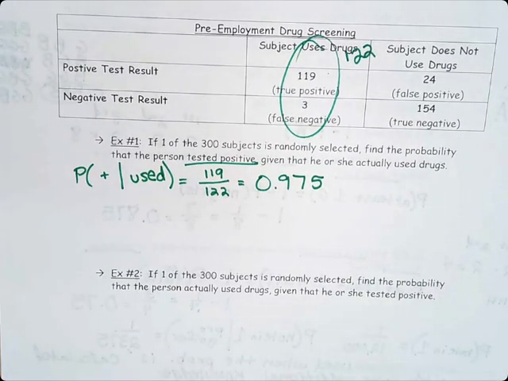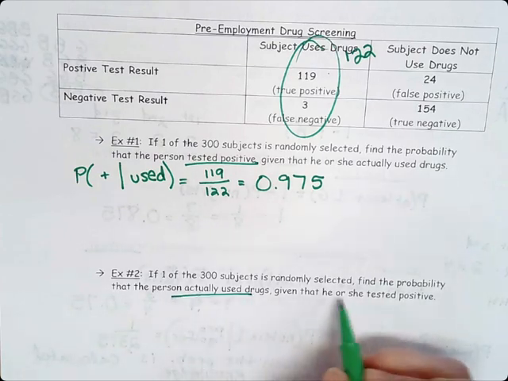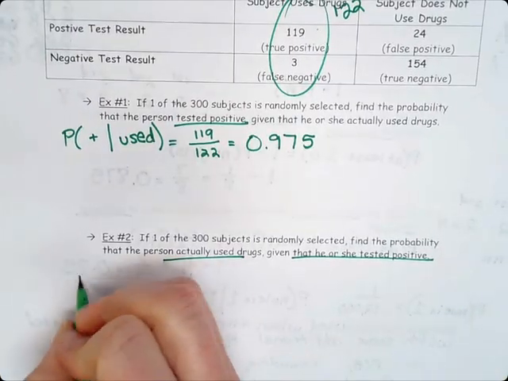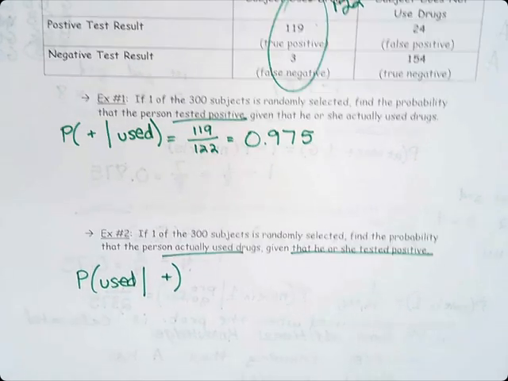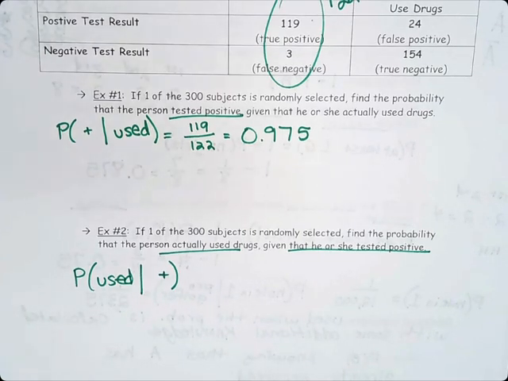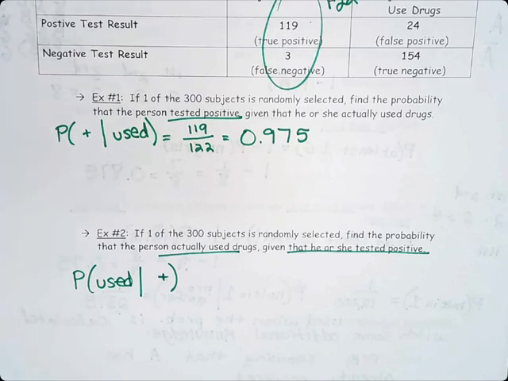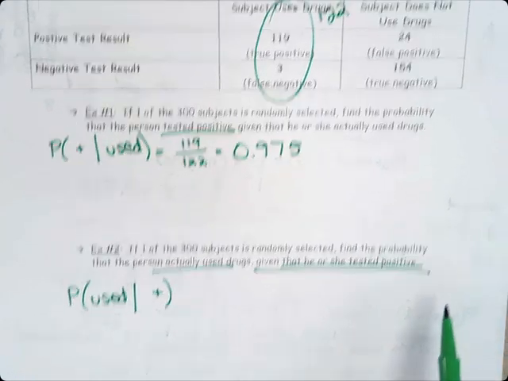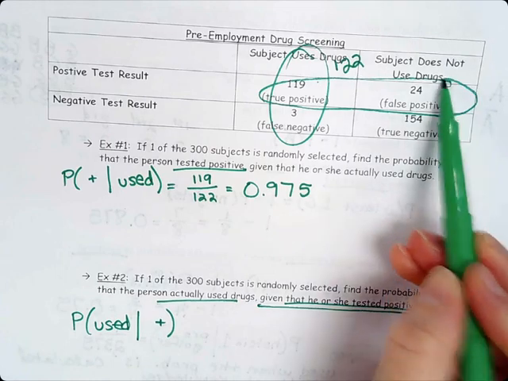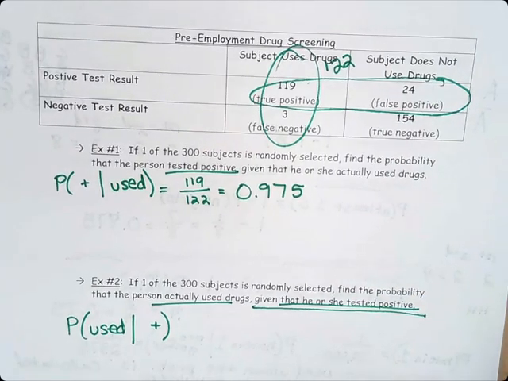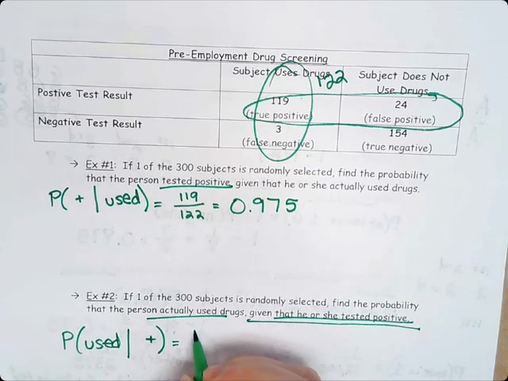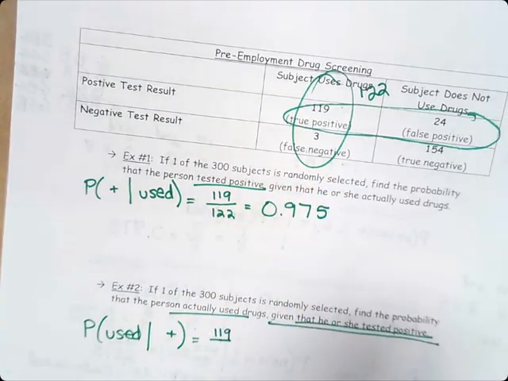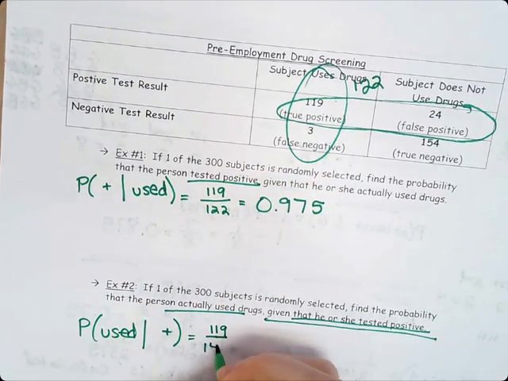Okay, so then the next one, if 1 in 300 subjects is randomly selected, find the probability that the person actually used, given that they tested positive. So probability they used, given that they are positive. So it's the inverse. So we're only looking at those that tested positive. So we're looking at these. How many of them used? 119. Out of how many total that were positive? 143.